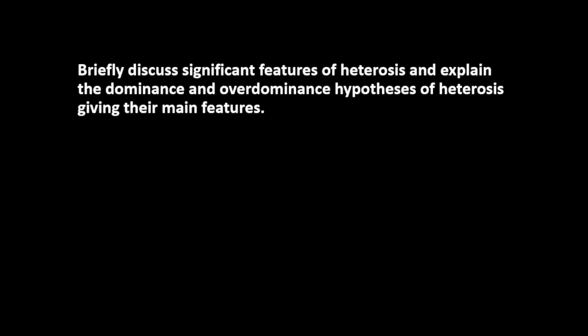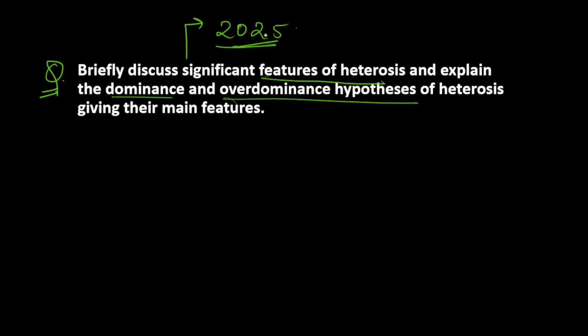So today we are going to discuss the next question of our agriculture optional answer writing practice series. The question for today is: briefly discuss significant features of heterosis and explain the dominance and overdominance hypothesis of heterosis giving their main features. This question was asked in this year's agriculture optional paper of UPSC CSE, that is in 2025, as a 10 marker. So let's see how we can approach the answer.